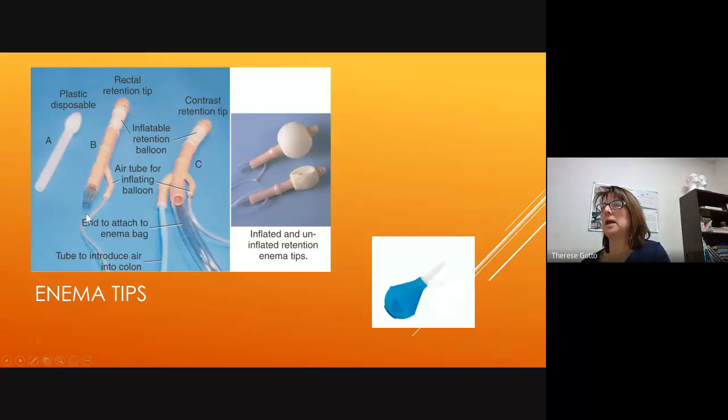So you've got barium entering through this tube, and this is how you blow the air into this little balloon here. For this tip here, you have a contrast retention tip. You've got the air right here for blowing up the balloon, but then you have another air tube here where the radiologist can actually enter the air into the colon for a double contrast.